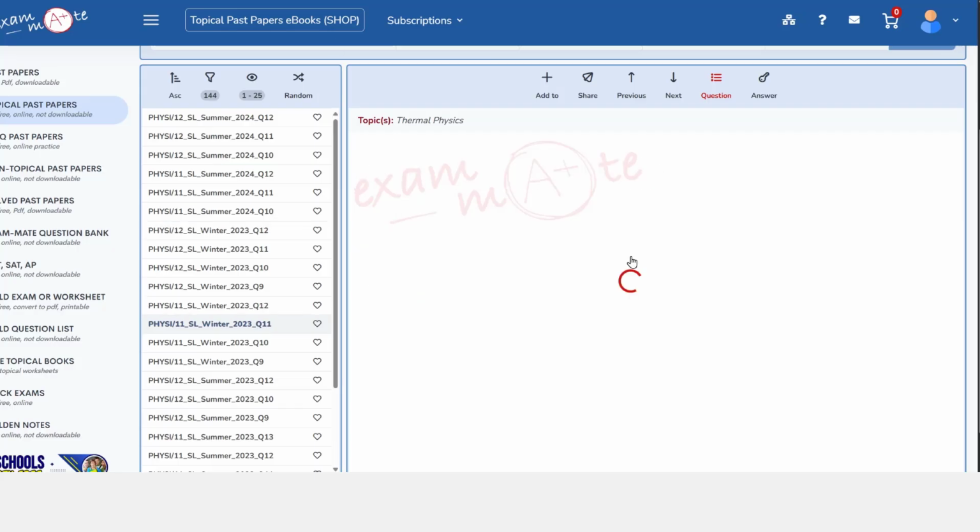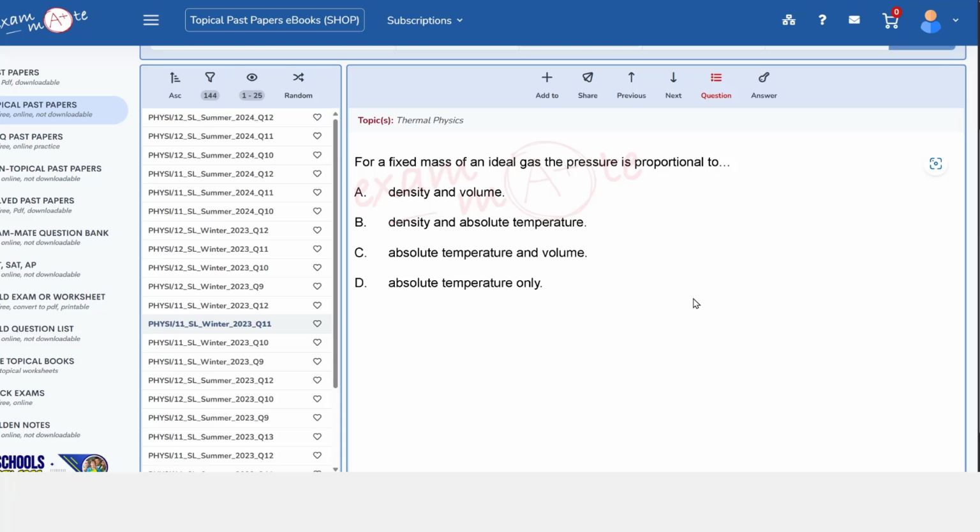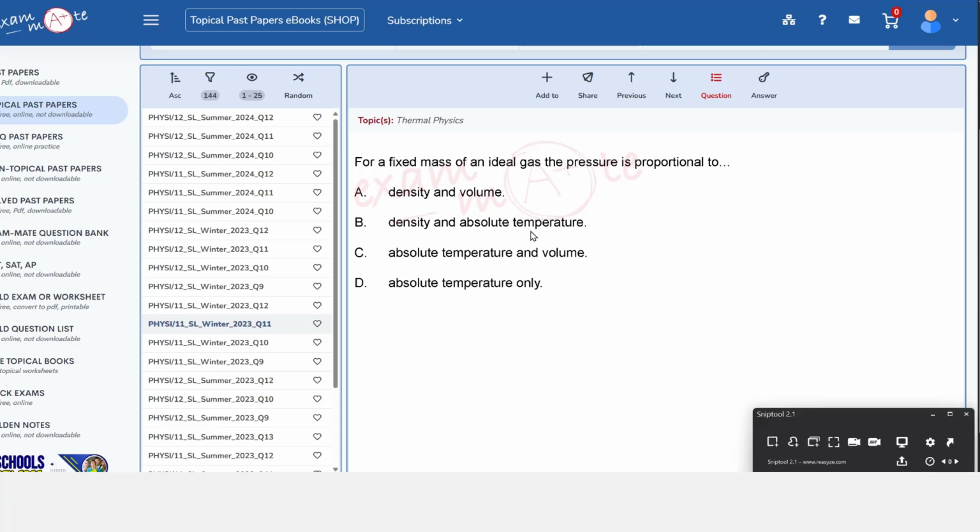Ok, tiếp theo nhé. For the fixed mass, either gas pressure is proportional to, chắc là để screenshot luôn đi.